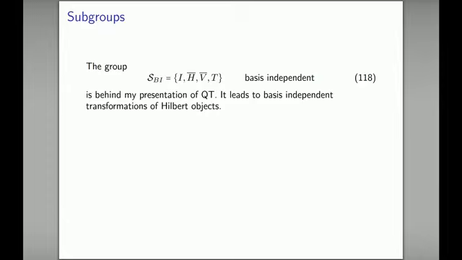So the subgroup consisting of I, H, so that's the horizontal adjoint, the vertical adjoint, and the transpose. That set turned out to be, I haven't done this yet, but you'll see how these are basis independent when you start to use them to look at Hilbert objects. And this basis independent set is behind the presentation of quantum theory that I'm giving you here.